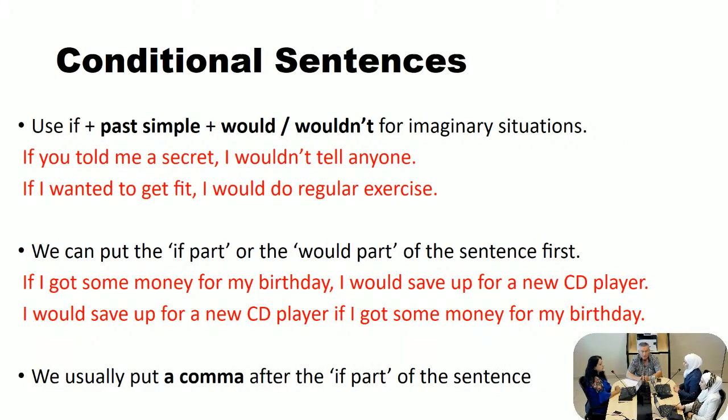We are still with the conditional sentences, but the second conditional. We use the past simple with would or wouldn't for imaginary situations, not real situations. If you told me a secret, I wouldn't tell anyone. Told here is the verb in the simple past. I wouldn't tell: wouldn't is a modal, so tell must be in the infinitive. This is a perfect example because it is unreal.